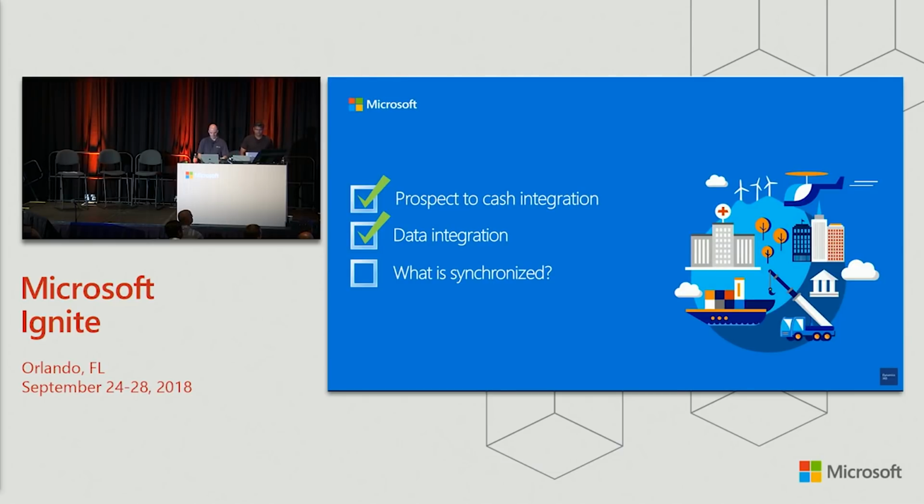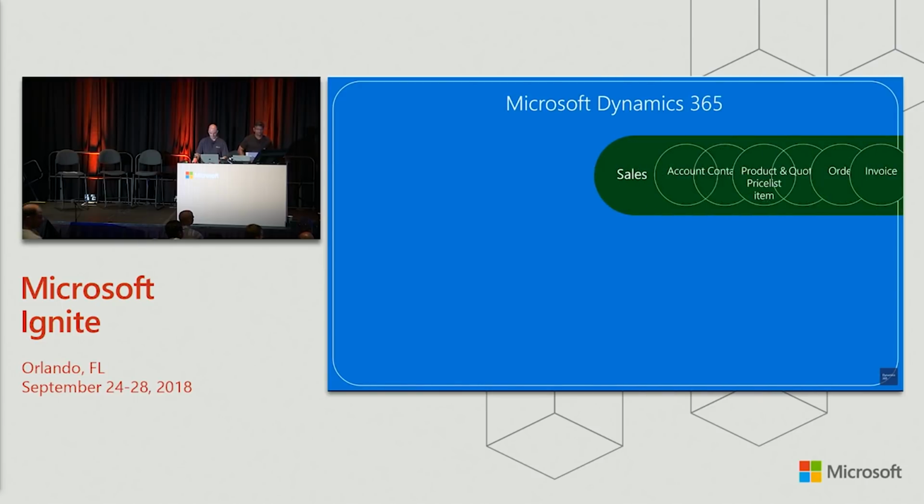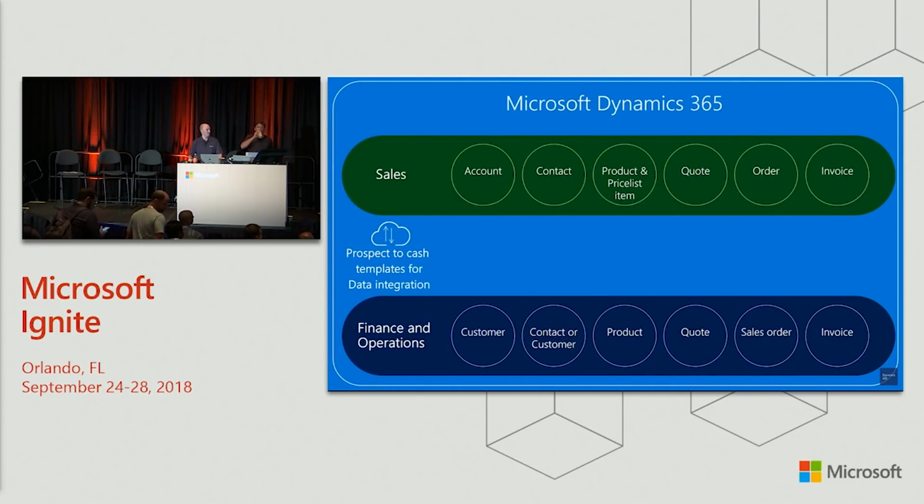Next, we will give you an overview of the standard Prospect-to-Cash integration between sales and finance and operations. Synchronization between sales and finance and operations is supported with the standard Prospect-to-Cash templates. For account, you can create and maintain accounts in sales, and the information will be synchronized to finance and operations as customers of type organization. For contact, you can create and maintain contacts in sales. Once contacts are related to an account, they will be synchronized to finance and operations as contacts with a link to the customer. If you sell to a contact in sales, it will be synchronized to finance and operations as a customer of type person.